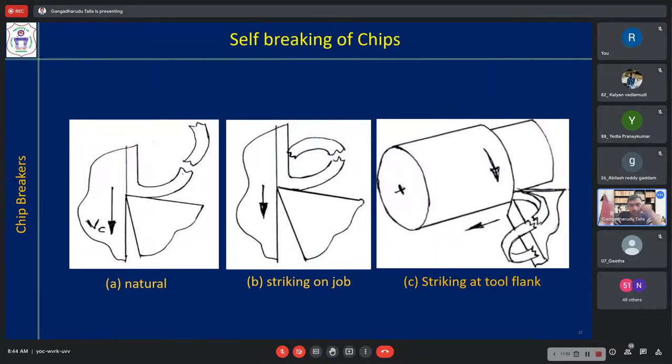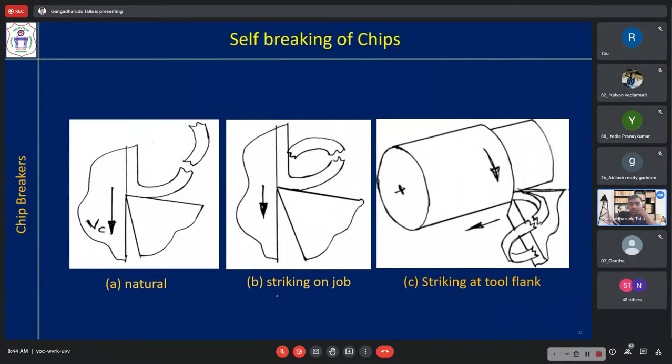That is natural breaking. During cutting, the chip is subjected to high temperature and high stress also. Stress means due to strain hardening. Whenever it goes a little bit away from the tool, it tries to cool. During that period, and due to the self weight of the chip also, wherever it is weak, it will break automatically. That is natural breaking. We are not doing anything here. It is naturally happening.